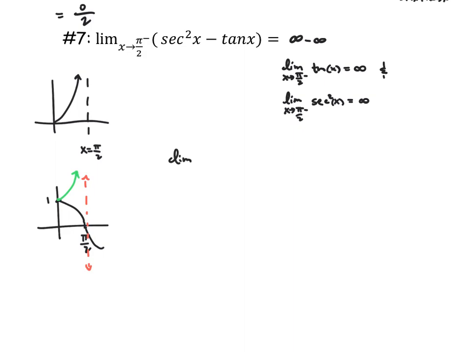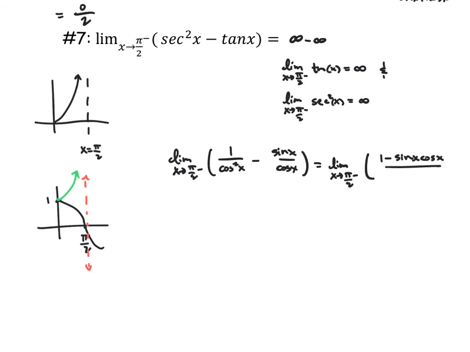So the limit as x approaches pi over 2 from the left of secant squared, well, secant squared is 1 over cosine squared. Tangent is sine x over cosine x. So just like we did in the last example, I'm going to combine these, getting a common denominator, and see if I need to use L'Hopital's rule. It's potentially true that I do, or possibly that I don't need to. If I get a common denominator, I get 1 minus sine x cosine x over cosine squared x.